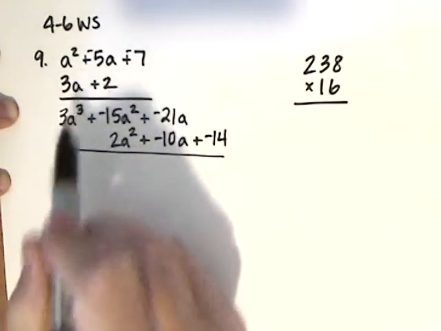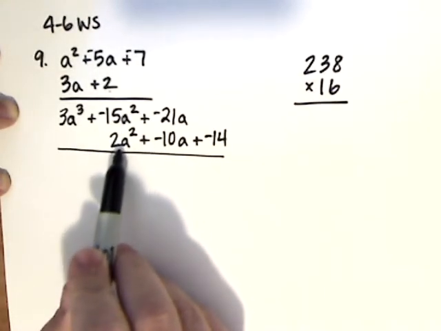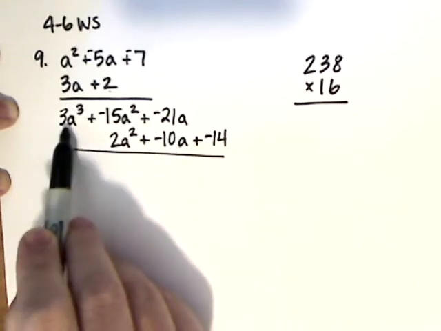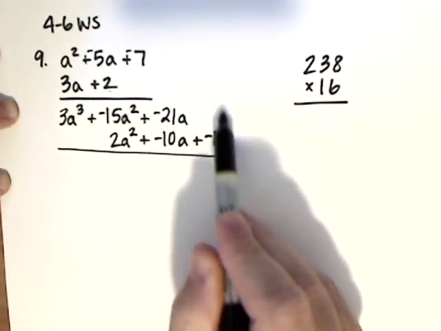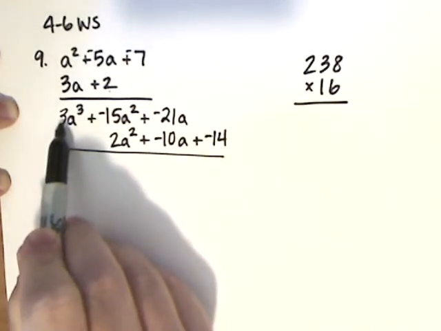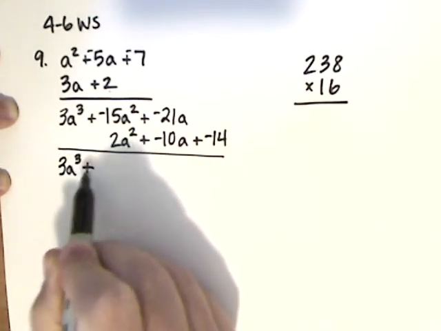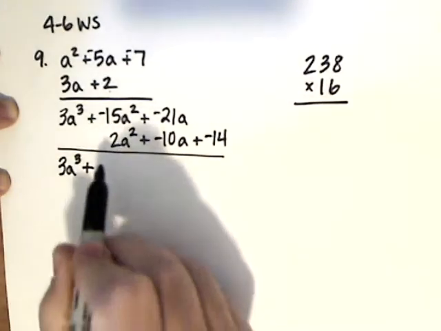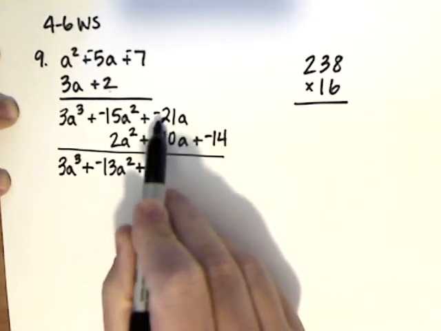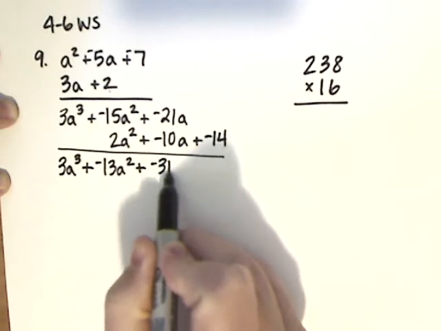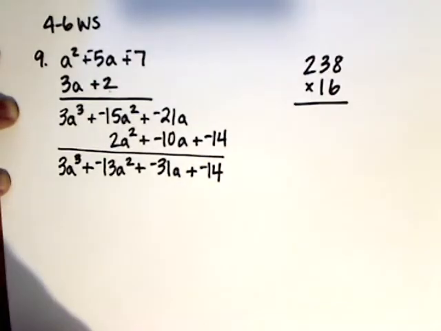Now I'm going to draw my line here. Now I'm going to add my like terms. You'll notice now I have a squareds lined up in a column, a's lined up in a column. There were no other a to the third power, so there's nothing down underneath that. There were no other constant terms, so there's nothing above that term. We'll take 3a to the third, add it to nothing, leaving us 3a to the third. Now I have negative 15a squared and a positive 2a squared. That gives me negative 13a squared, plus negative 21a and negative 10a is negative 31a, plus the negative 14 because it doesn't get combined with anything.